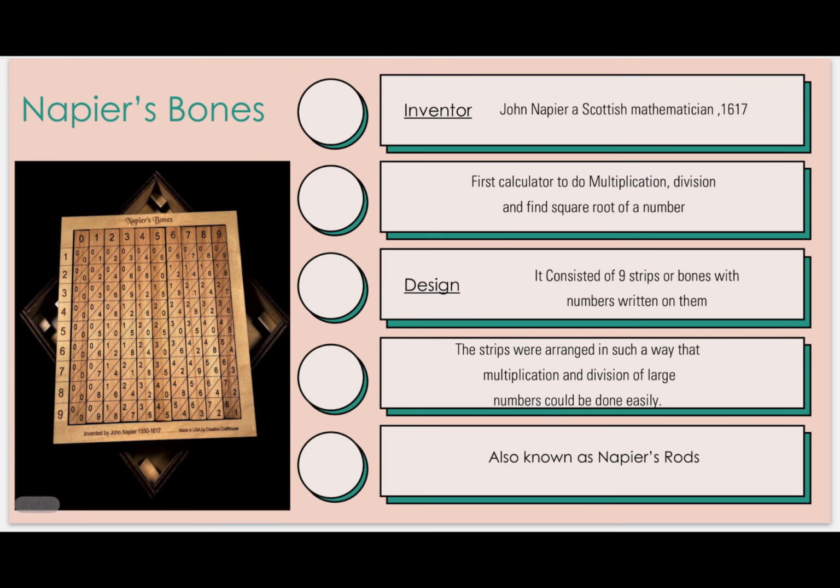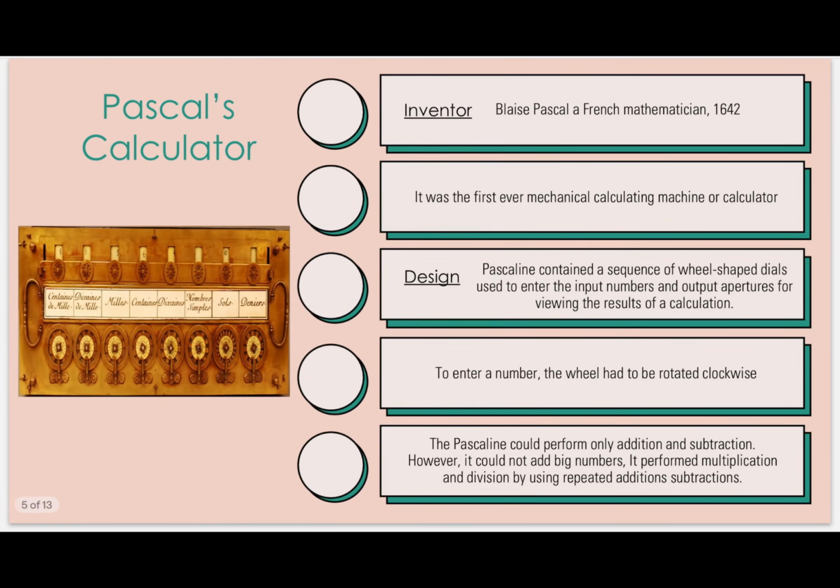Then Napier's bone. Napier's bone is also called Napier's rod. Who invented it? John Napier. Who was he? A Scottish mathematician, in the year 1617. It was the first calculator to find the square root of a number. It consists of how many strips? 9. Right? And we could do multiplication and division of large numbers easily with the help of Napier's bone.